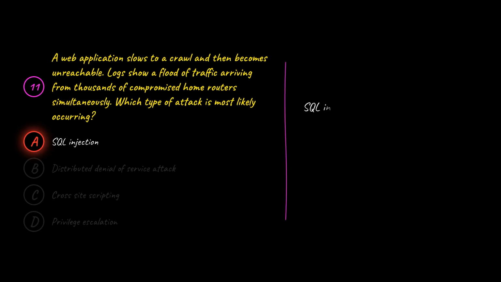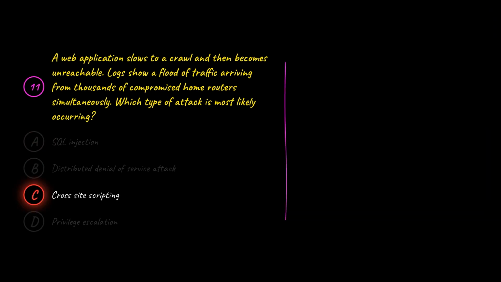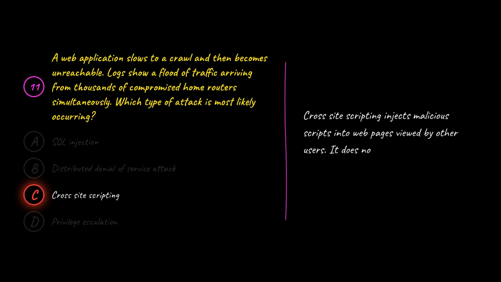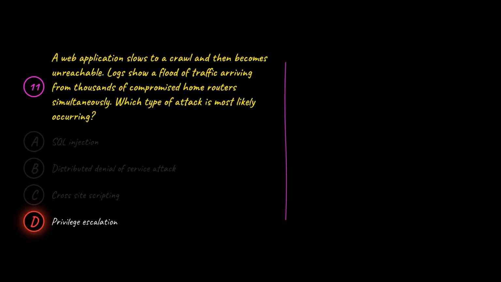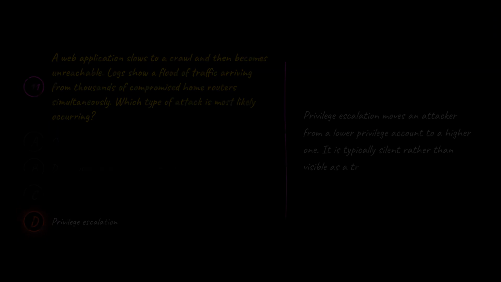A is wrong because SQL injection manipulates database queries through crafted user input, producing data exposure or modification rather than a traffic flood from many sources. C is wrong because cross-site scripting injects malicious scripts into web pages viewed by other users. It does not produce mass traffic volume from external sources. D is wrong because privilege escalation moves an attacker from a lower privilege account to a higher one. It is typically silent rather than visible as a traffic spike.